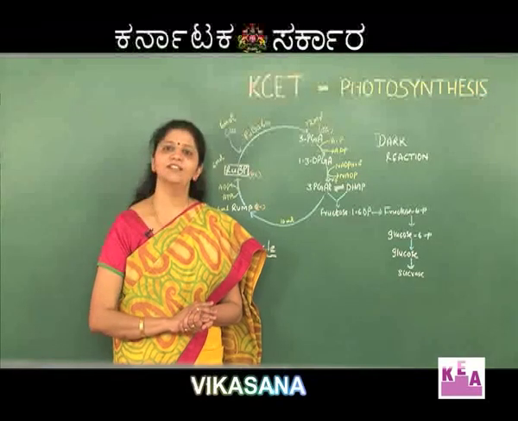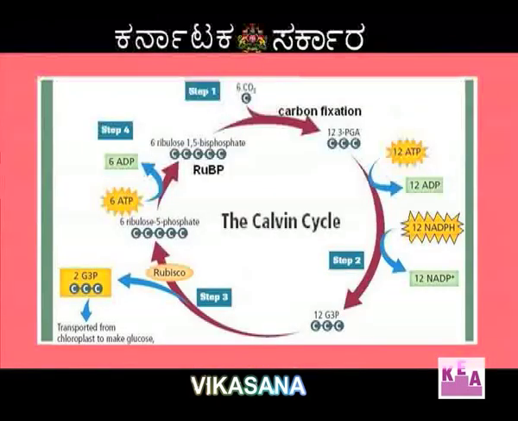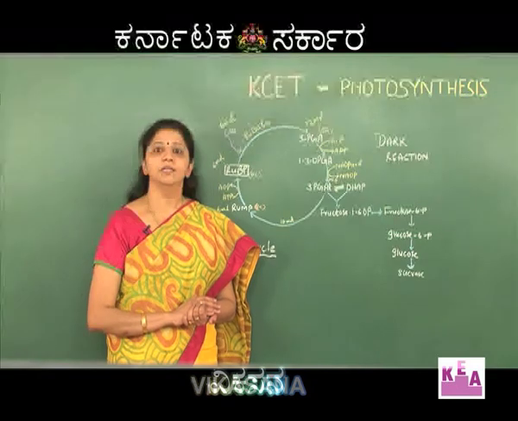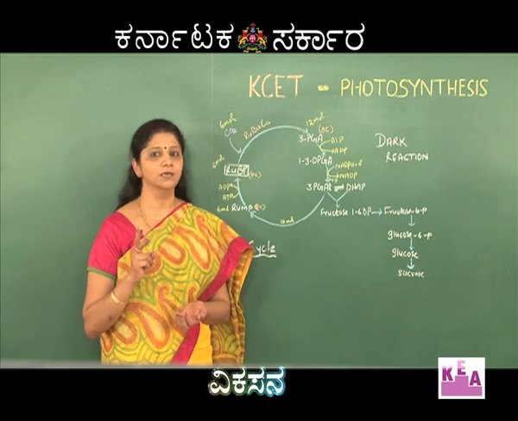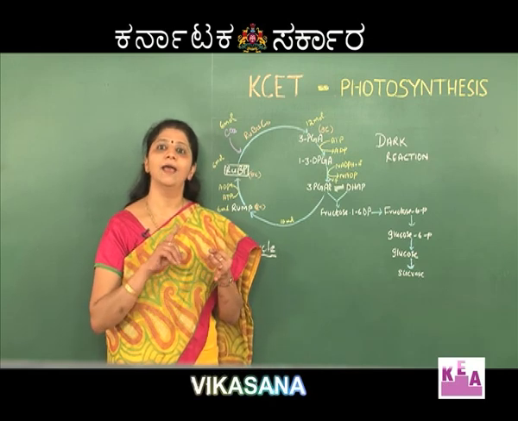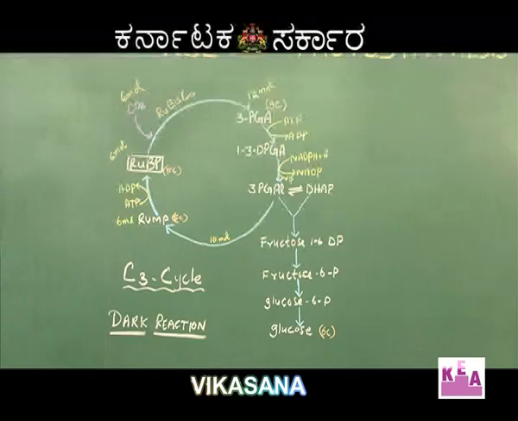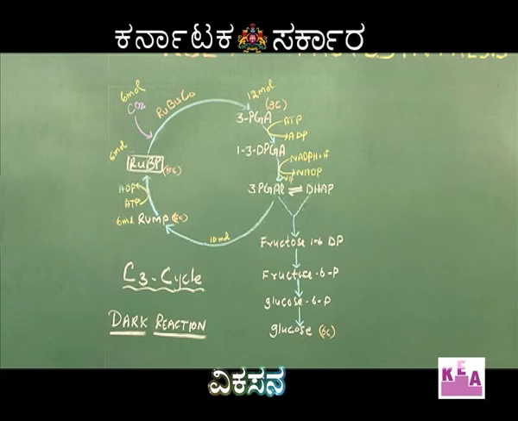Dear students, we will discuss the dark reaction. In the dark reaction, carbon dioxide is reduced to carbohydrate with the help of the assimilatory pair produced during the light reaction. Which are the assimilatory pairs? ATP and NADPH2. The fixation of carbon dioxide in the dark reaction takes place by two methods: one is the C3 cycle and the other is the C4 cycle. The C3 cycle is also called the Calvin cycle. The C4 cycle is also called the Hatch-Slack pathway.